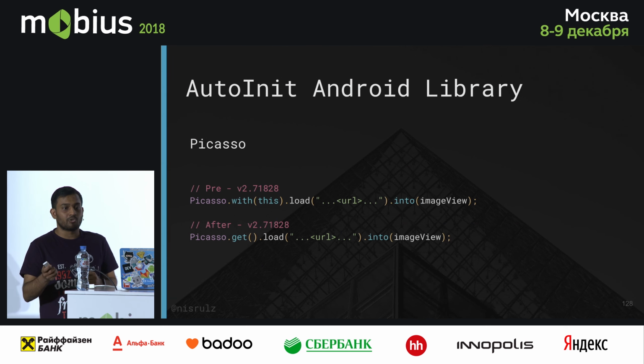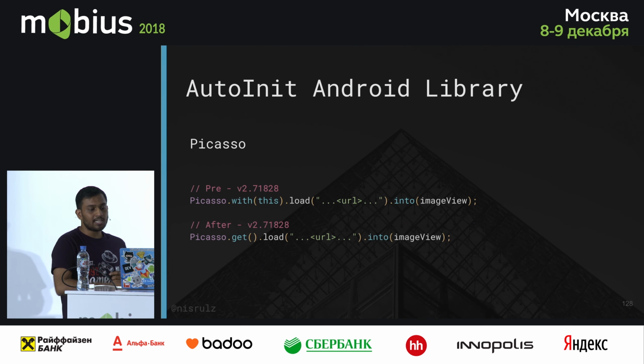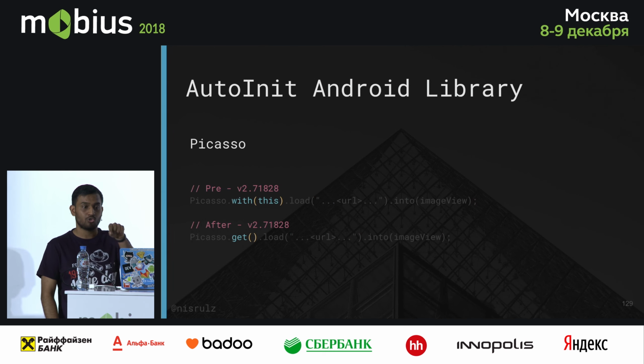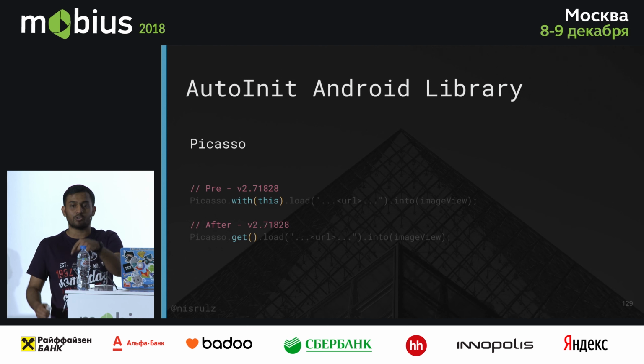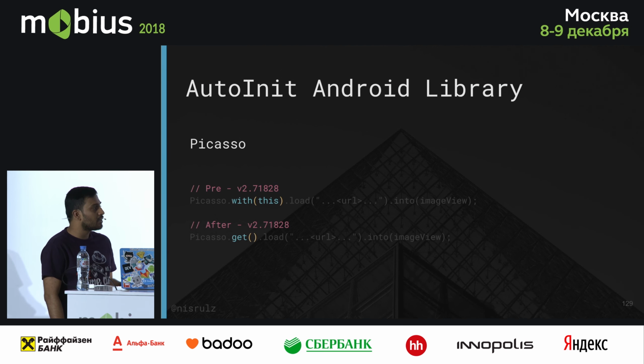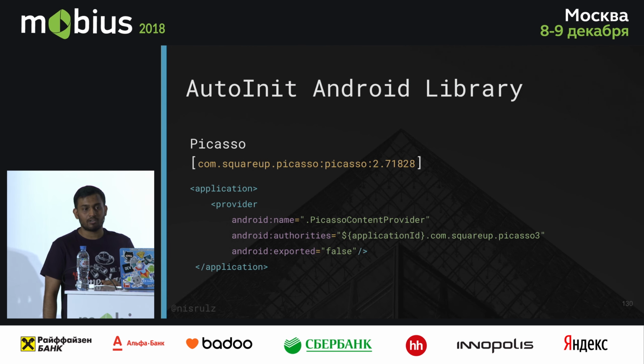I was talking about Picasso, right? This happened recently. So Picasso, earlier, before version 2.7.1A2, I don't know why it's a weird name, but yeah, it is. You used to do something called Picasso with this. You have to pass a context every time you need to access it. With version 2.71828, they just removed that. So it's no magic. Well, basically, they have a provider now. So this is how everyone is doing it.